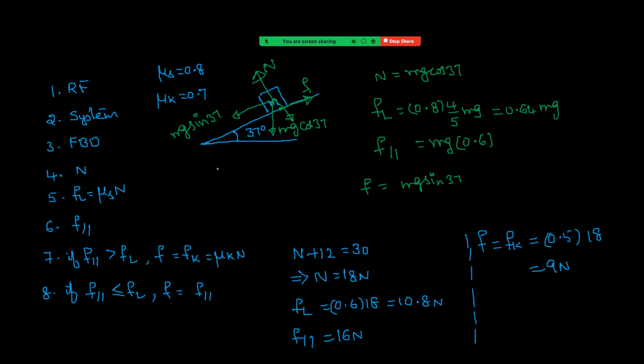So we have to follow a systematic way to avoid confusion. Reference frame, system, free body diagram, normal reaction. After that, limiting friction, next calculate F parallel, then the conditions. I hope you got clarity. Let us now solve questions.